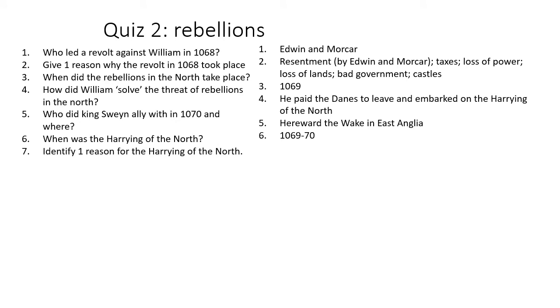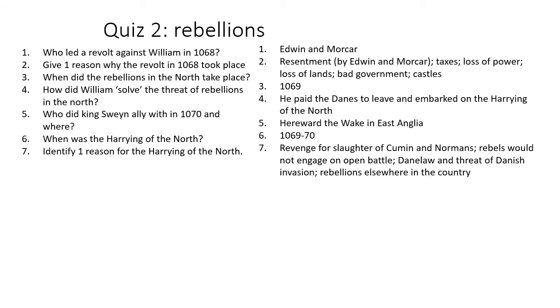Question 7. Identify one reason for the harrying of the north. So there are a number of reasons you could have for this, but one would be revenge for the slaughter of Robert Cumin and the Normans, or the fact that the rebels in the north would not engage in open battle, because of fear of Danelaw, the threat of Danish invasion, or because rebellions in the north would have led to rebellions elsewhere in the country, and William was keen to put these down and show that he was in charge.